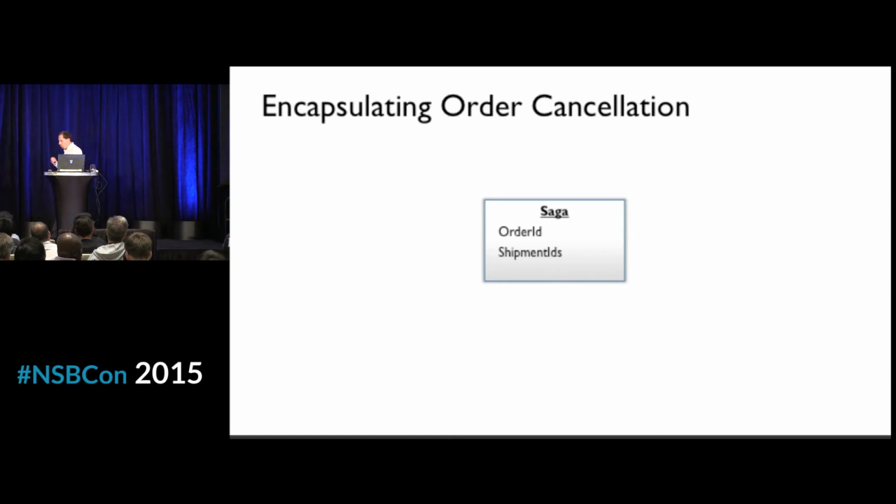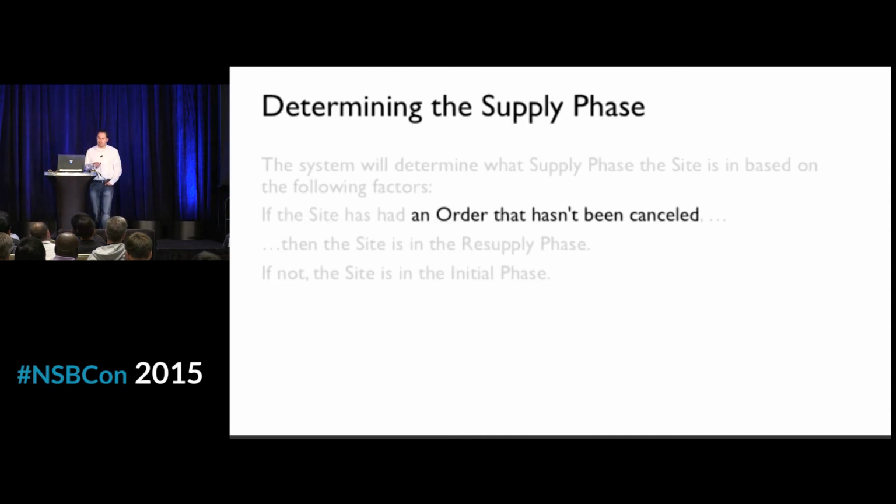If we wanted to be able to mark this saga as complete, we would have to know it's impossible to cancel this order, and the only way for us to know that is if one of the shipments actually arrived at the site. We would know that during our shipment acknowledgement process, so we could subscribe to a shipment being acknowledged and then be able to mark this guy as complete. So that was that part of the requirement.